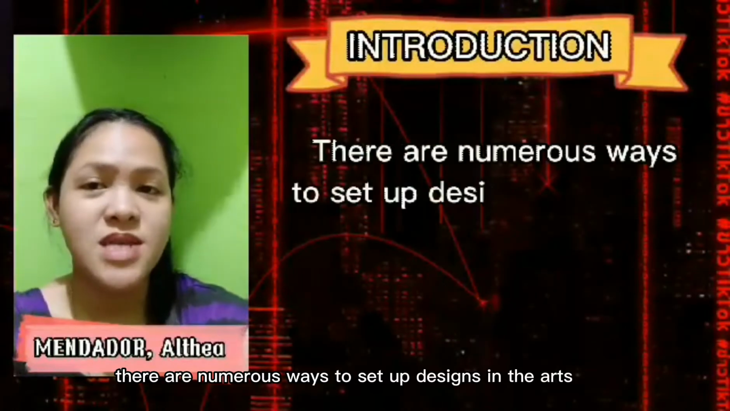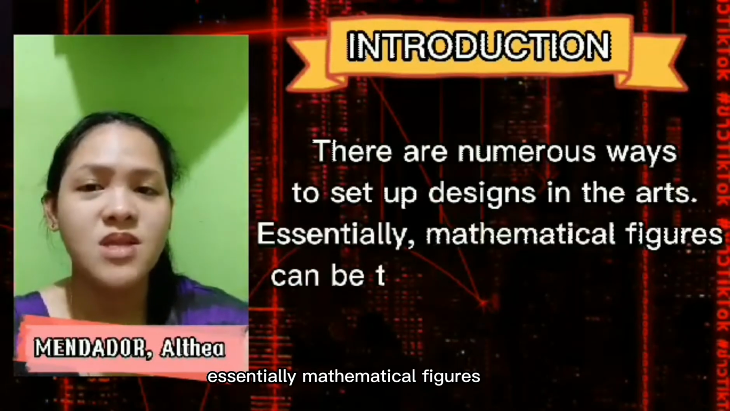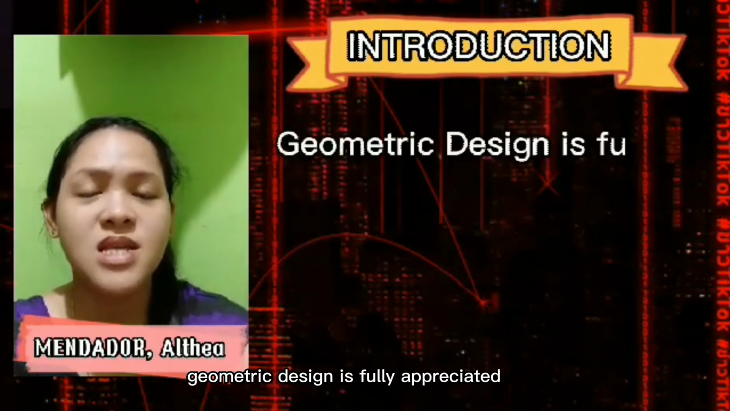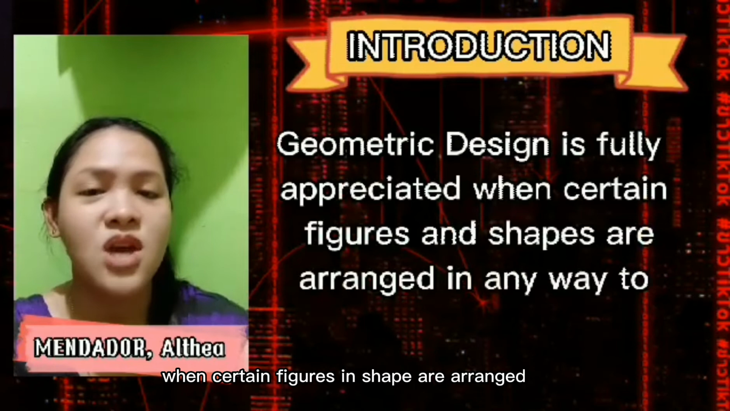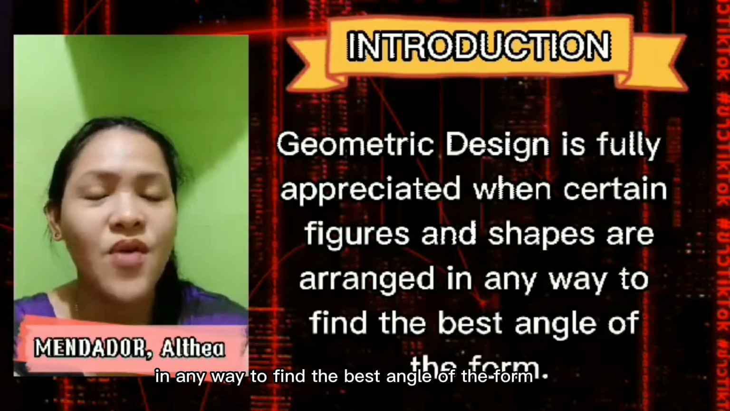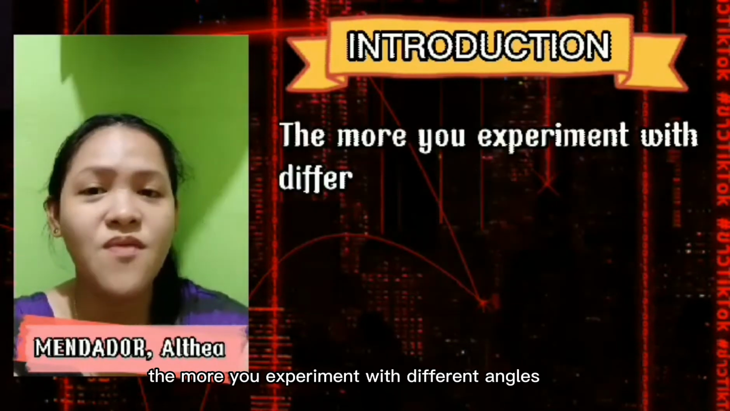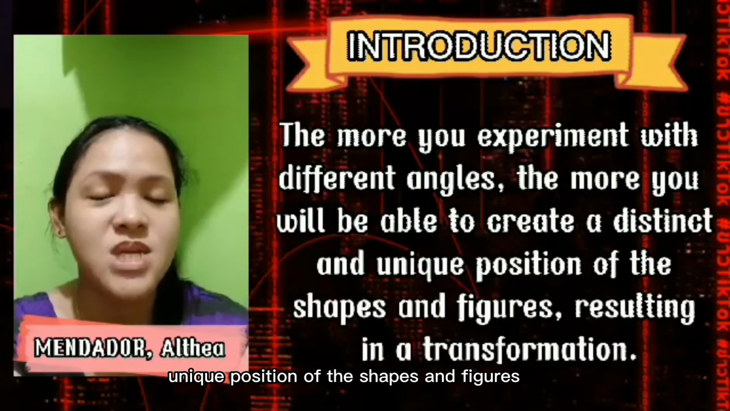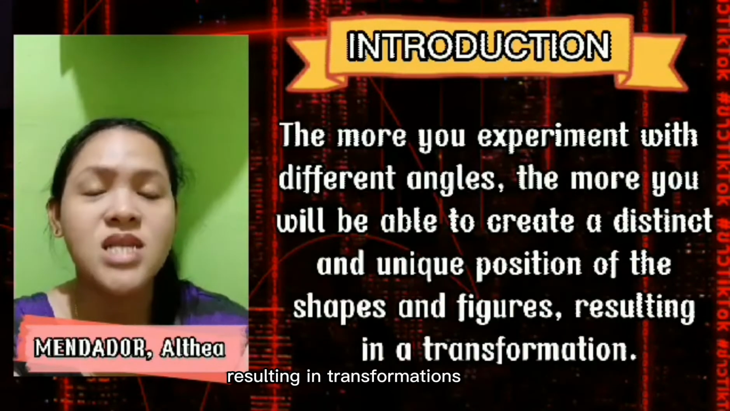There are numerous ways to set up designs in the arts. Essentially, mathematical figures can be the result of formation and transformations. Geometric design is fully appreciated when certain figures and shapes are arranged in any way to find the best angle of the form. The more you experiment with different angles, the more you will be able to create a distinct, unique position of the shapes and figures, resulting in transformations.